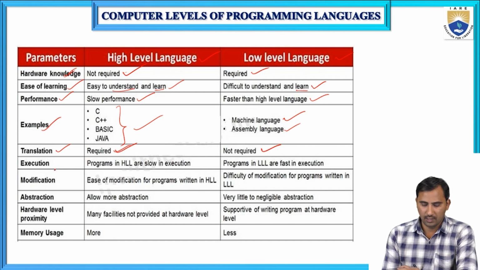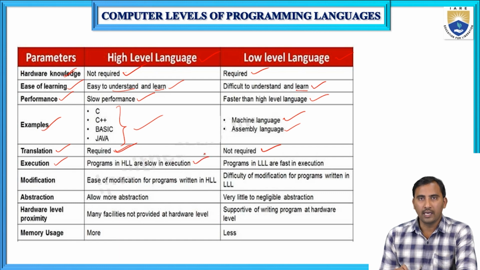translators. And execution. The programs in a high level language are slow in execution, because high level language programs are very lengthy, so it takes more time to execute. That's why programs in high level languages are slow in execution. Programs in a low level language are fast in execution, because the low level language code is executed at a very fast rate.